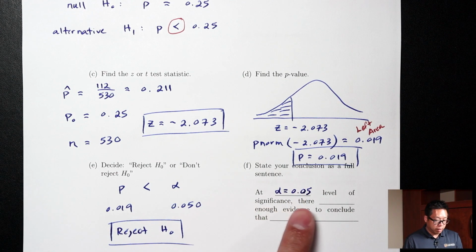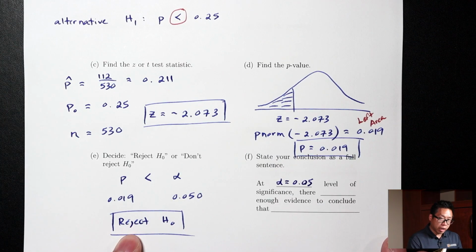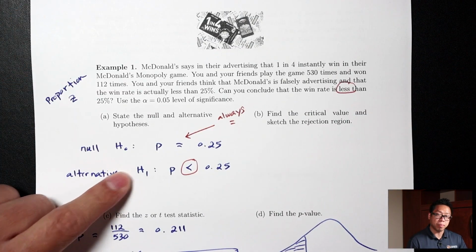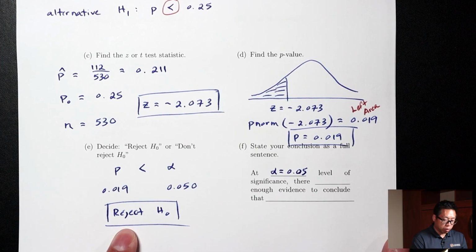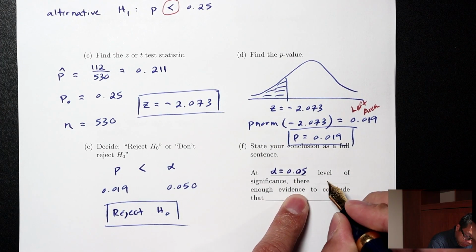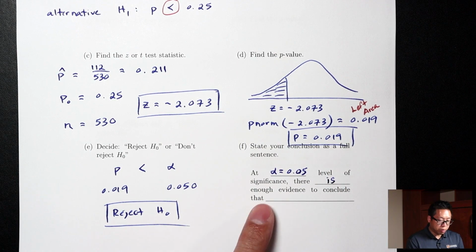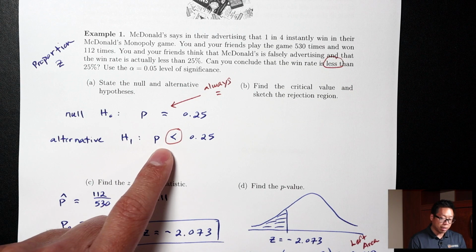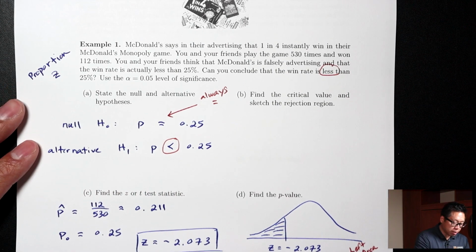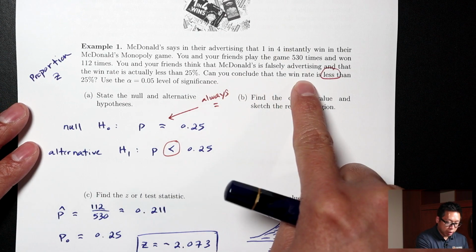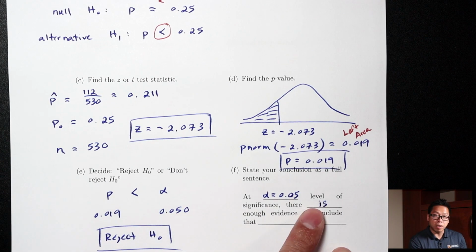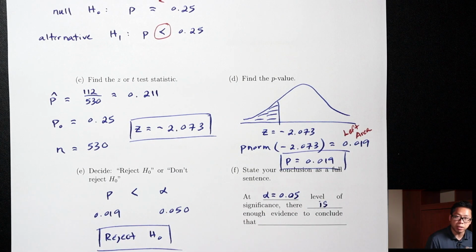level of significance there, and then you're going to write either "is" or "is not." So if we are able to reject H0, then yes, we can say that H1 is true. If you reject H0, then there is enough evidence to conclude that, and then you state H1. H1 is saying that the proportion is less than 0.25. But usually I go back to the sentence here. Can you conclude that the win rate is less than 25%? Because we did reject, there is enough evidence to conclude that the win rate is less than 25%.